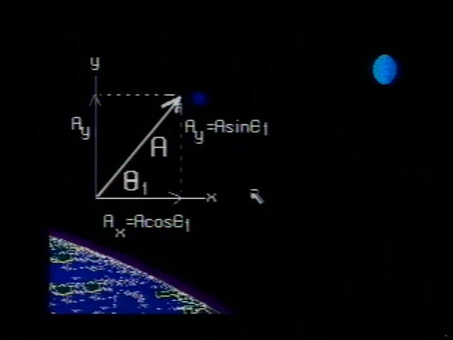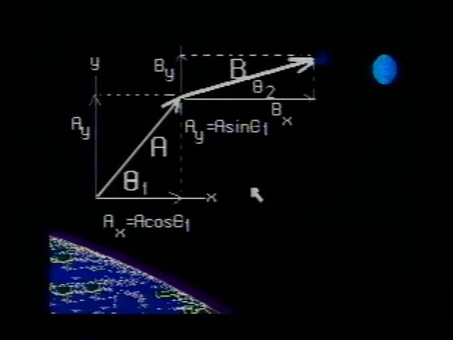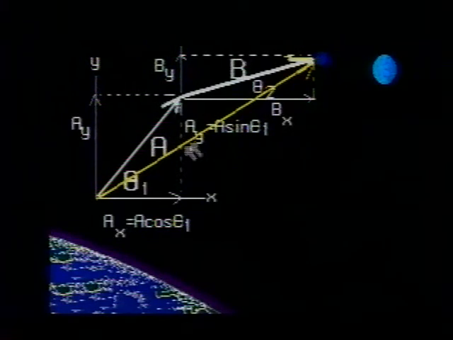If the object has a further displacement, this can be represented by another vector, which also can be broken into x and y components. In adding two such vectors, we draw an arrow from the tail of the first arrow to the head of the last arrow.